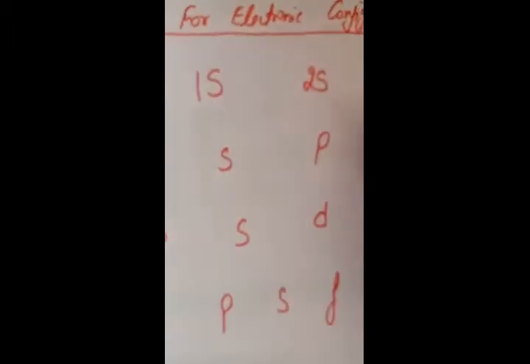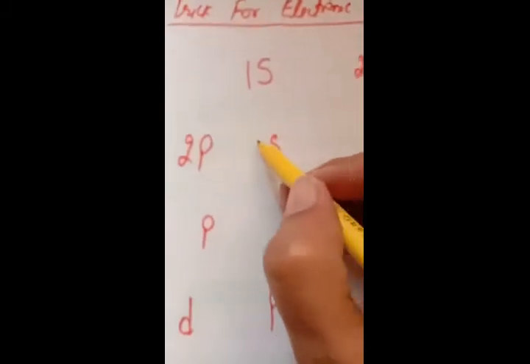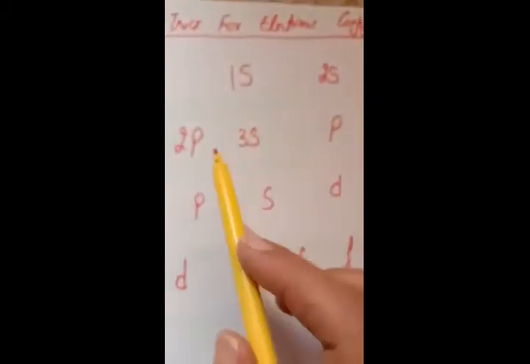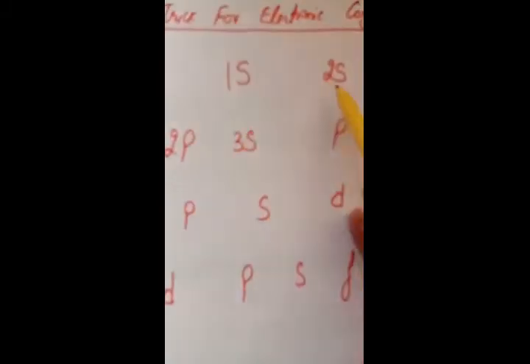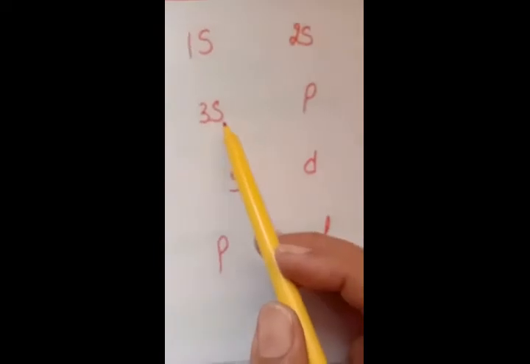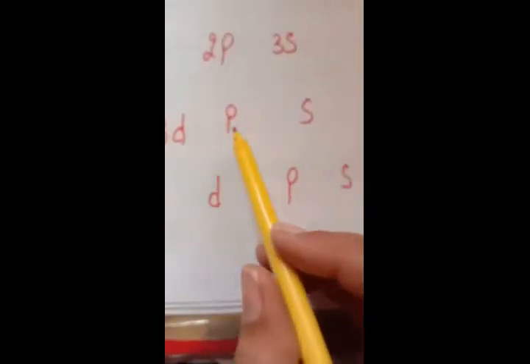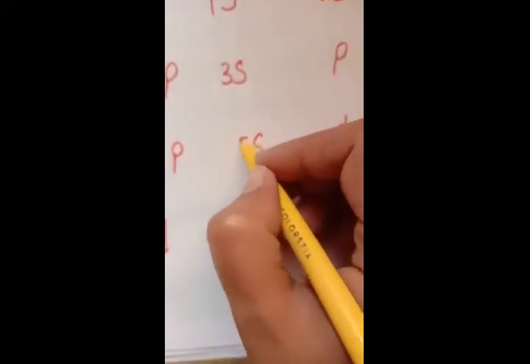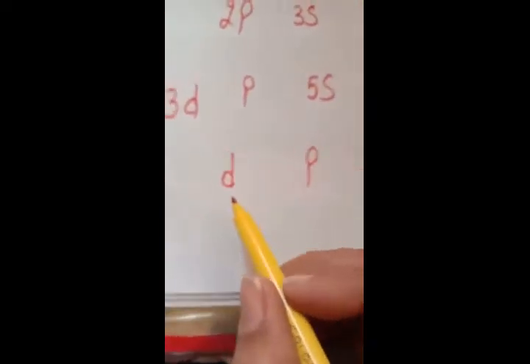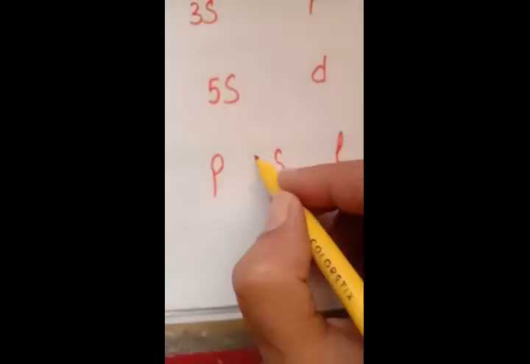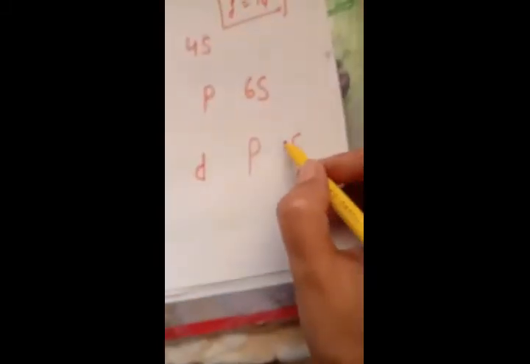First for s only: 1s, 2s, 3s, 4s. You have to give numbers like this, so that in each next line, if an s orbital is there, you write it in increasing number. I started with the first line, numbered 1, then the next s is 2s, it's 3s, it's 4s. Now in the next line it's 5s, this one is 6s, this one is now 7s, this one is 8s.